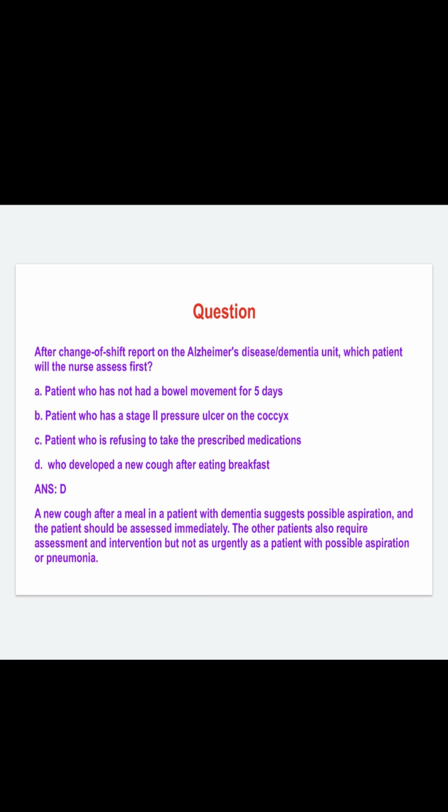Next is, after change of shift report on the Alzheimer disease unit, which patient will the nurse assess first? D, who developed a new cough after eating breakfast. A new cough after a meal in a patient with dementia suggests possible aspiration, and this patient should be assessed immediately. The other patients also require assessment and intervention, but the most urgent is the patient who has a new cough after a meal, that is the risk for aspiration.